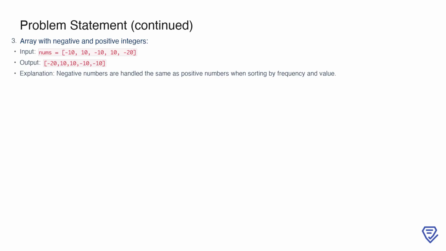Another important edge case involves both negative and positive integers. For example, in nums equals -10 10 -10 10 -20, the frequencies are -10 appears twice, 10 appears twice, and -20 appears once. Sorting by frequency, -20 comes first. For 10 and -10, which have the same frequency, we sort in decreasing order of value, resulting in -20 10 10 -10 -10. These examples demonstrate how the rules apply consistently to a variety of inputs.